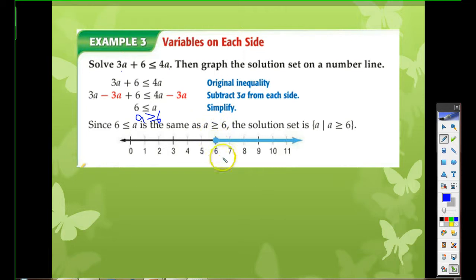Okay? And how do we graph that? This greater sign actually looks like an arrow going to the right. So whenever it's greater, you're going to go to the right. And that or equal to sign means to include the 6 as well. So you need to color in that circle.